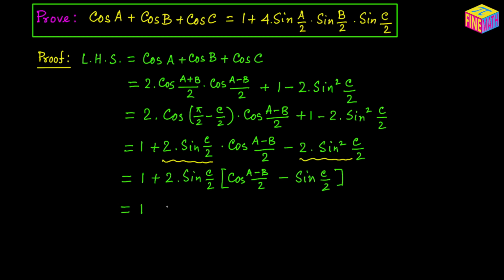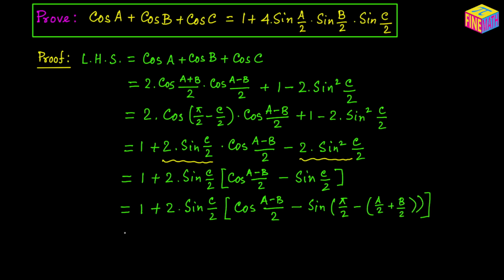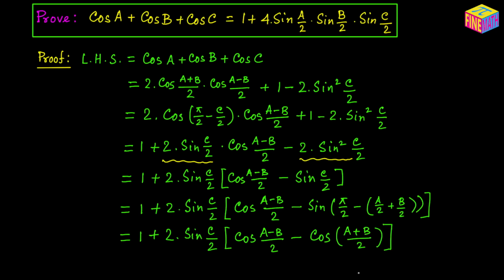And from here we can write it as 1 plus 2 times sine of C over 2 times cosine of (A minus B) over 2 minus sine of C over 2, which can be written as pi over 2 minus the sum of A over 2 and B over 2. So this is 1 plus 2 times sine of C over 2 times cosine of (A minus B) over 2 minus sine of (pi over 2 minus theta), which is equal to cosine theta. So this will actually be cosine of (A plus B) over 2. I'm simply writing A over 2 plus B over 2 as (A plus B) over 2. And since it is sine of pi over 2 minus that angle, that will convert into cosine of that angle, right?